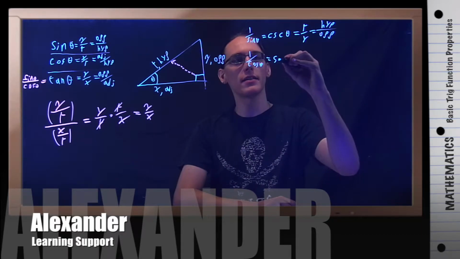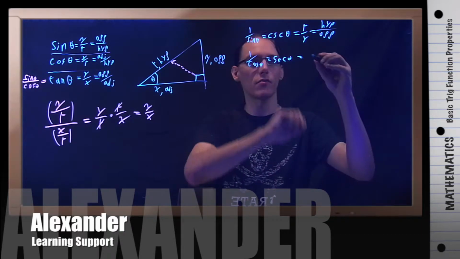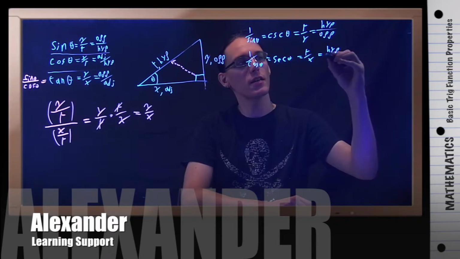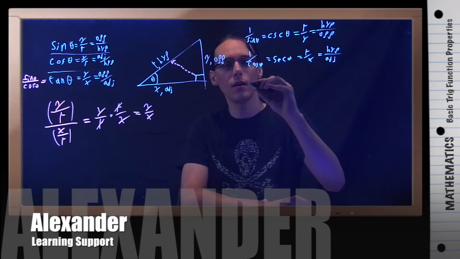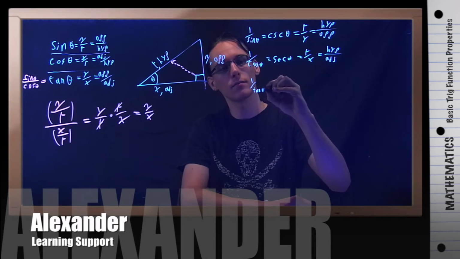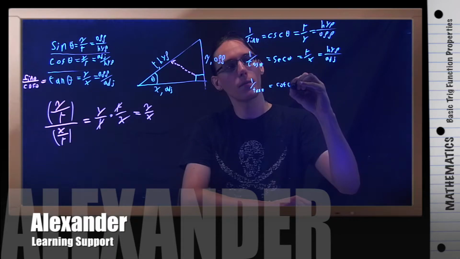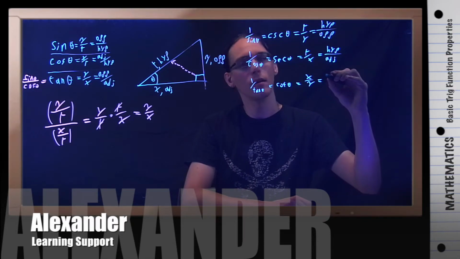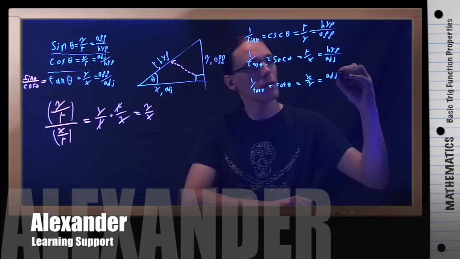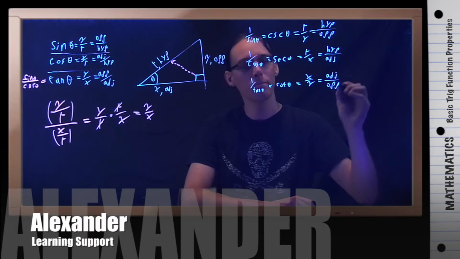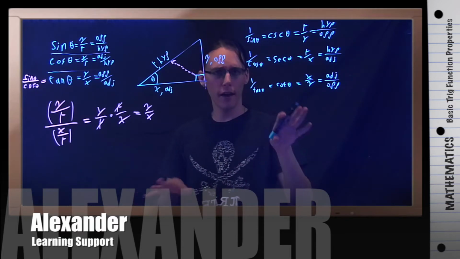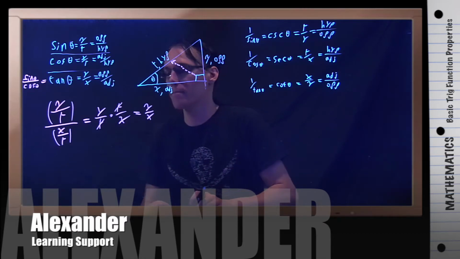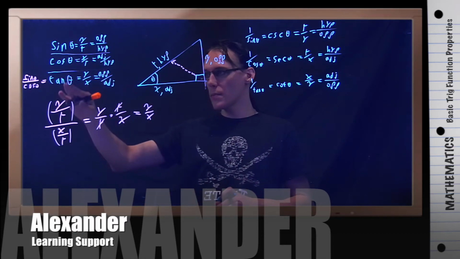1 over cosine is secant. Once again, just invert the cosine, so it's r over x, or hypotenuse over adjacent. And then 1 over tangent equals cotangent. X over y, which would be adjacent over opposite. Again, don't worry too much about these. They're there, know what they are, but you can always use these for basically every physics problem I've seen so far. Okay, so these are the three basic trig functions.